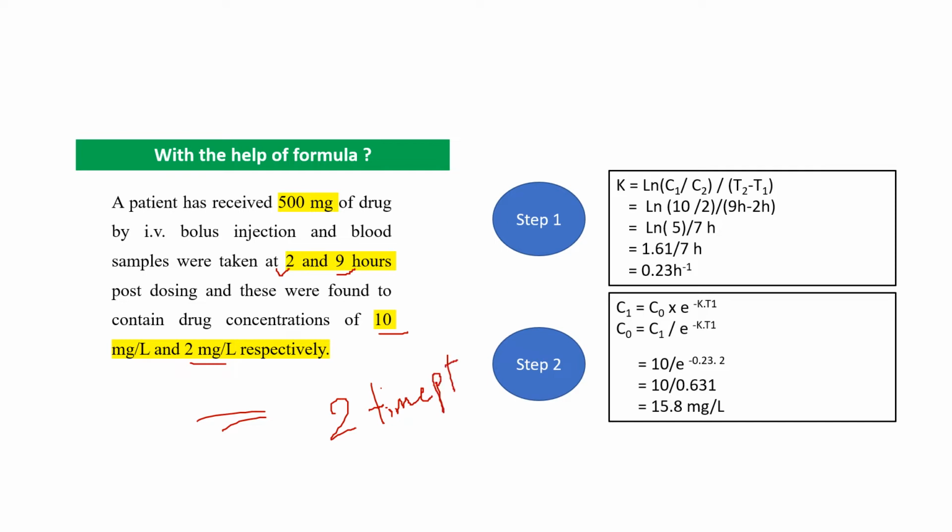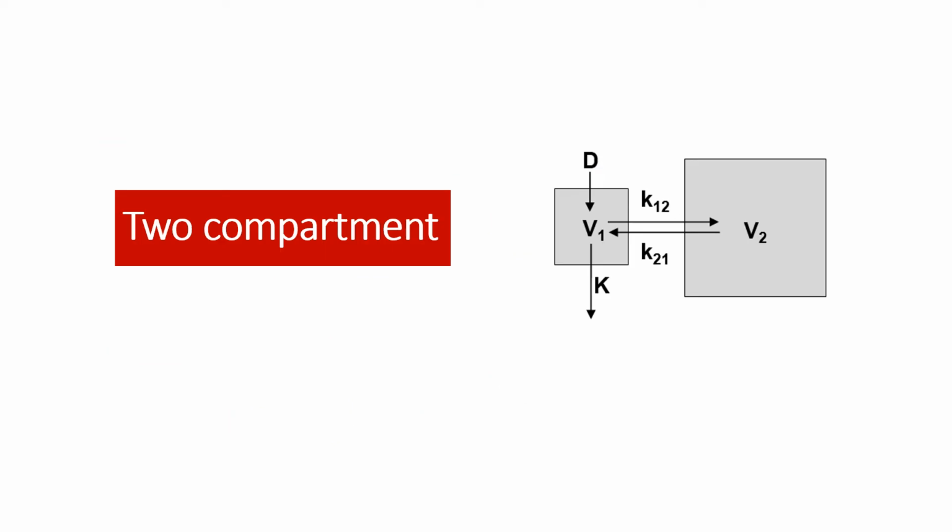With this mathematical formula, first of all we will try to figure out the elimination rate constant. There is a formula for that. We put the numbers in this formula, and in step 2 we figure out C naught. If we follow step by step, we can find the concentration of the drug at time 0. So that is the basics of the one compartment model.